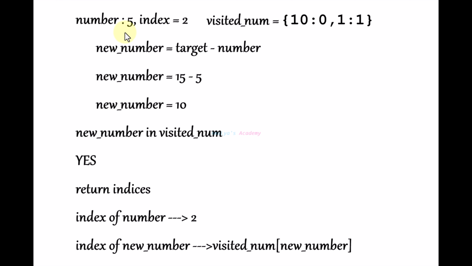The next number in the list is 5. Index is 2. So calculate the new number, that is 10. Check whether the new number is present in the visited dictionary. Yes, it is present. That means we found the two numbers. We need to return their indices. So return the current number index that is 2 and also we need to return the new number index. For that we can write like this. In the dictionary when you mention the key we'll get the value. So we need to follow these steps to find these two numbers.